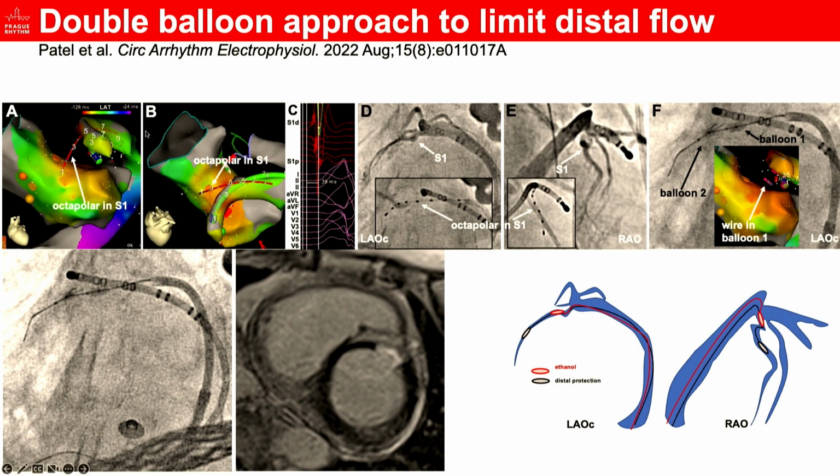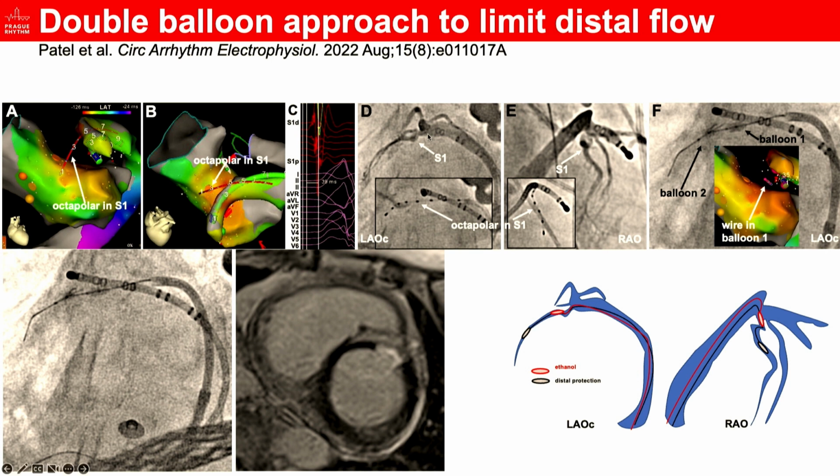This is one example of the technique of double balloon approach to limit distal flow. So this is a case where similarly we had mapped the LV outflow tract, and we had mapped the anterior interventricular vein, and we had an octapolar catheter in the first septal branch of the corner between the great cardiac vein and anterior interventricular vein. Our signal was best 39 milliseconds before the QRS, not in the distal electrode, but in electrodes 2, 3. So we did not want to necessarily target with alcohol the more distal aspect of this septal vein.